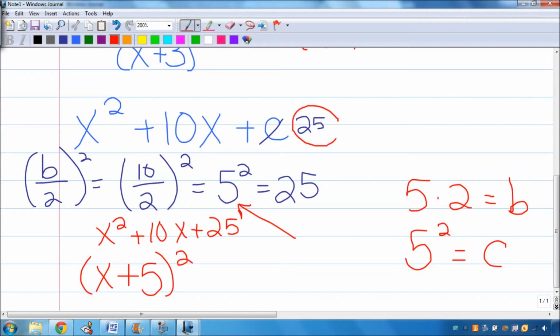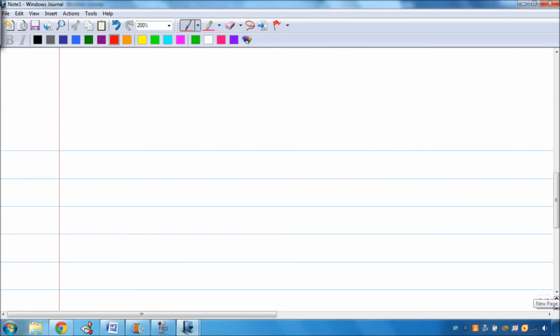So this is the missing value that you would get. All right, let's do another example really quickly. If you had something that looked like this, x squared minus 3x, and I asked you to figure out what the C value is.